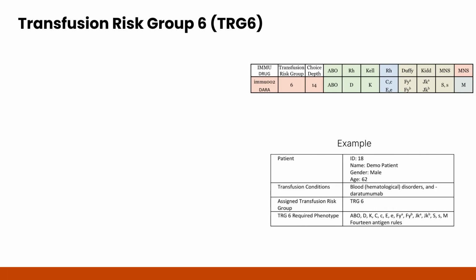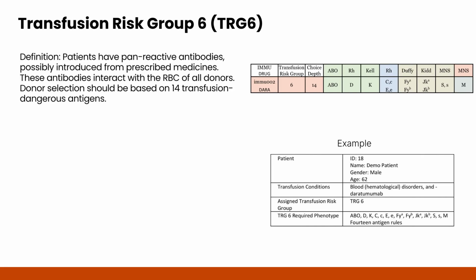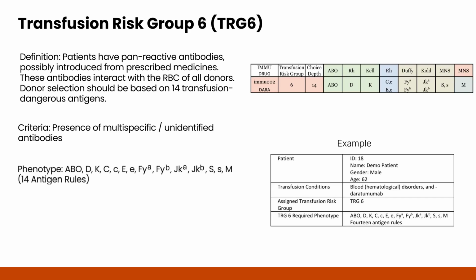Transfusion Risk Group 6. The definition of TRG6 is: patients have pan-reactive antibodies possibly introduced from prescribed medicines. These antibodies interact with the RBC of all donors. Donor selection should be based on 14 transfusion-dangerous antigens. Criteria: presence of multi-specific antibodies. Phenotype: patient-donor matching is based on 14 antigen rules. Antibody: multi-specific antibodies.